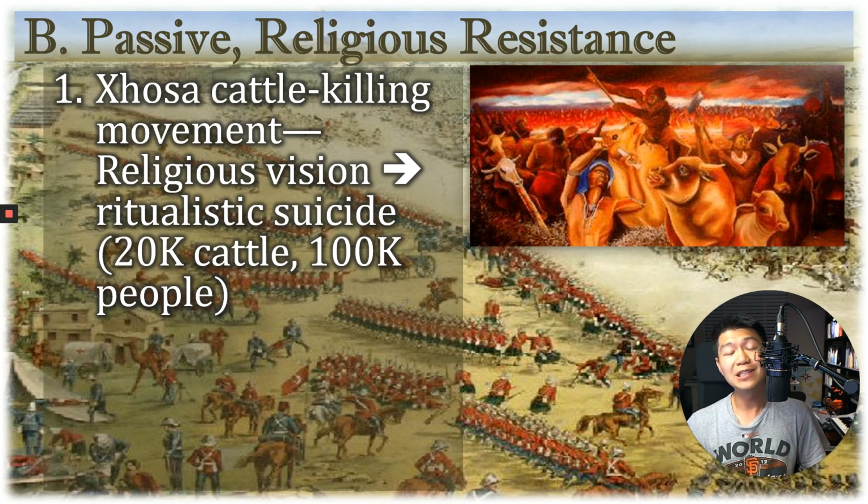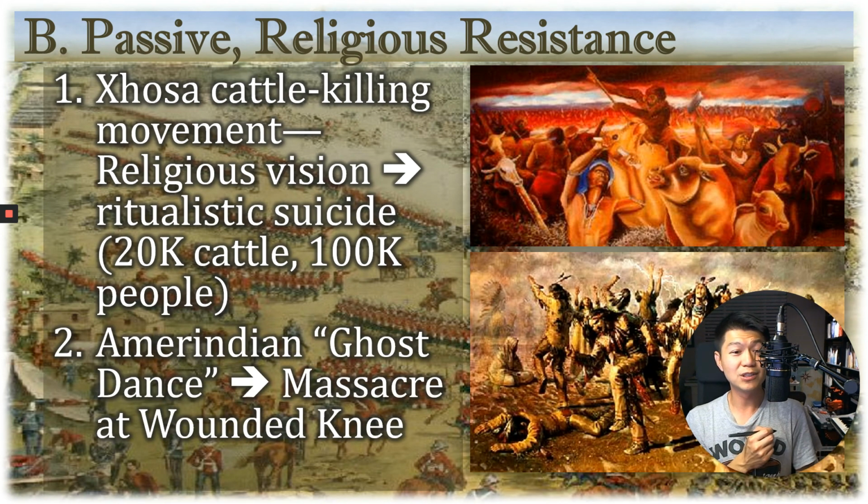And so what these herdsmen did was they killed their means of living. 20,000 plus cattle were slaughtered, leaving about 100,000 people dying, unfortunately, of starvation before colonial authorities actually came to try to stop this. But this was a type of resistance in a different way, in a spiritual manner as well.